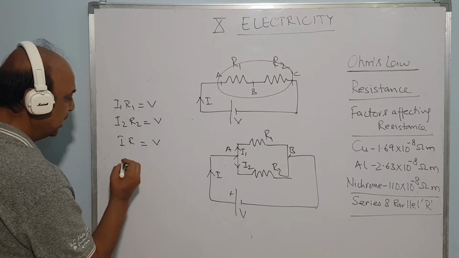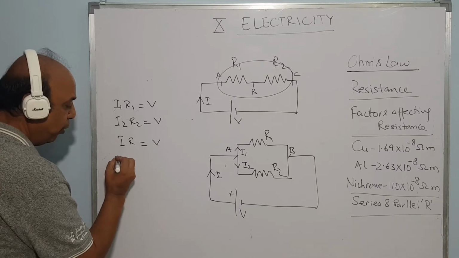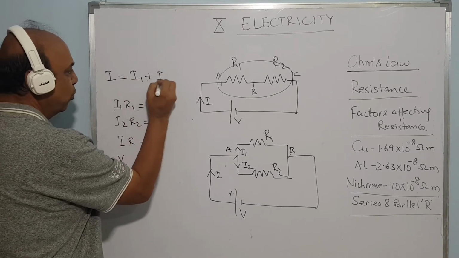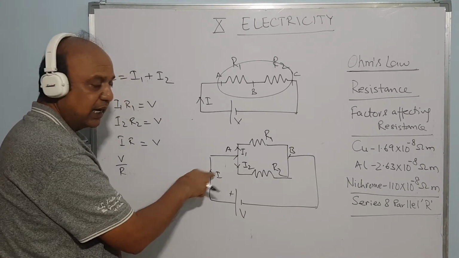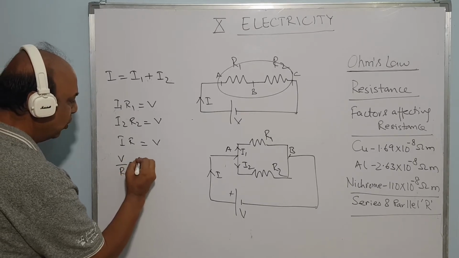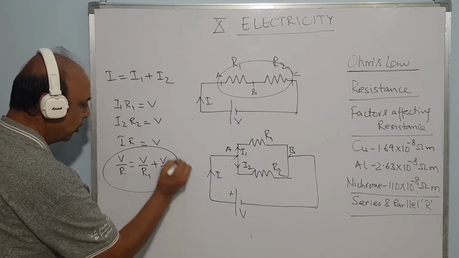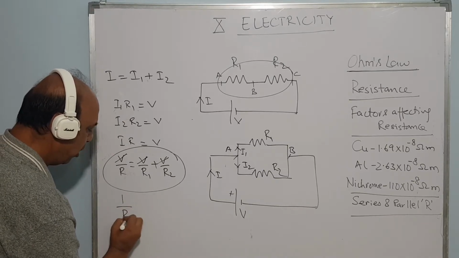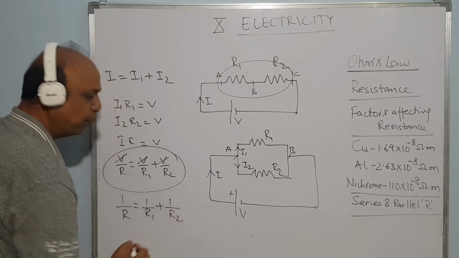Now what we have seen here is I is equal to I1 plus I2. The current got split into two parts, I1 and I2, so the total current is I, which is equal to I1 plus I2, which gives V upon R is equal to V upon R1 plus V upon R2. I remove V as common on both sides, so the formula I get for parallel connection is 1 upon R is equal to 1 upon R1 plus 1 upon R2.